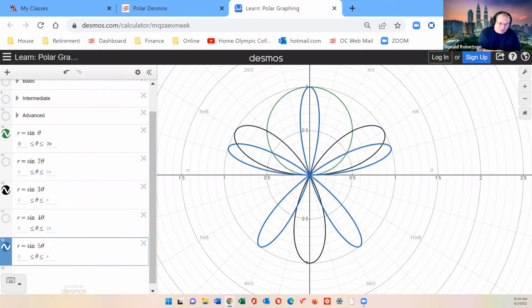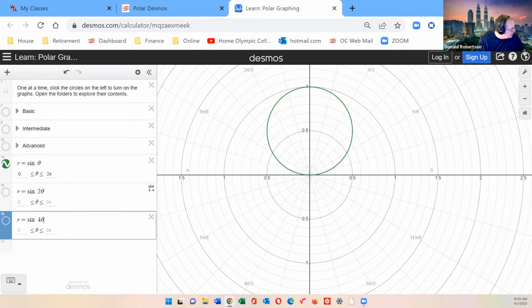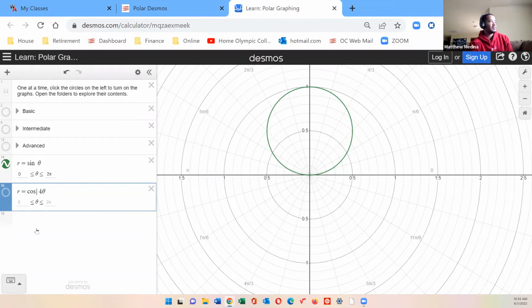So can you imagine if you're playing about with this, isn't there some kind of structure? It's not like every shape's totally different. Let's kill these off. What do you think would happen if I did a cosine of 4 theta? How many petals? I would say 4 because I want to think it's different than sine.